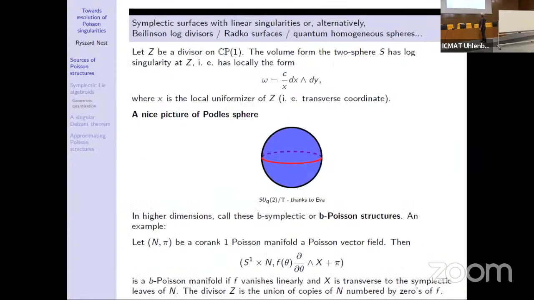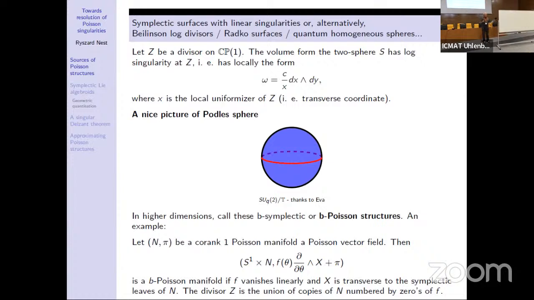So next example. I did put quite a few names there, or quite a few terms, because it's something that shows up in different situations, in different contexts, with different names. So here apparently is something called the Radko surface. It's a typical Poisson structure of the two-sphere, which has the singularity set in the middle. It also shows up as what are called Beilinson log divisors.